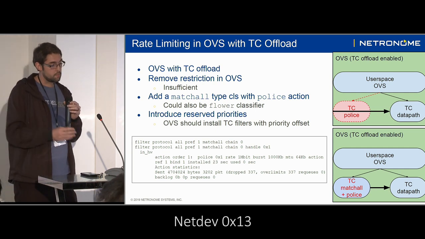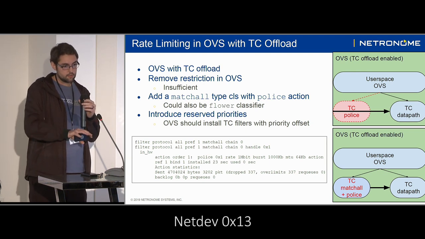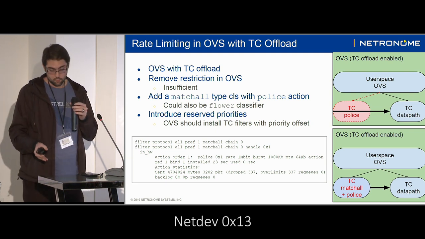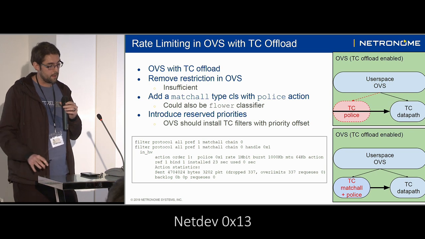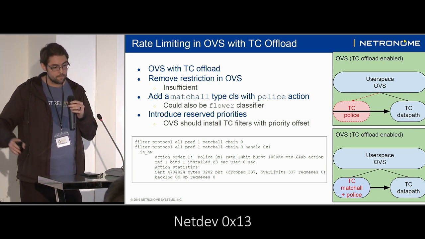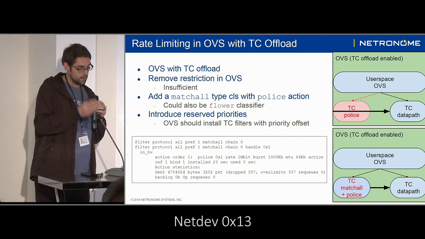Reserve priority. So we've moved our traditional TC data path, which is, by the way, implemented with TC flower, for those of you who don't know. But we've moved that with a priority offset. So all those rules will get installed at an offset priority, and we reserve the highest priority for something like rate limits.